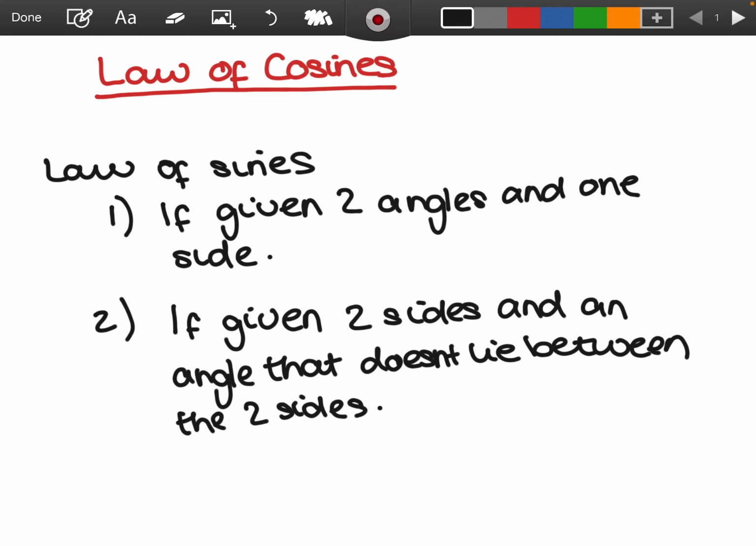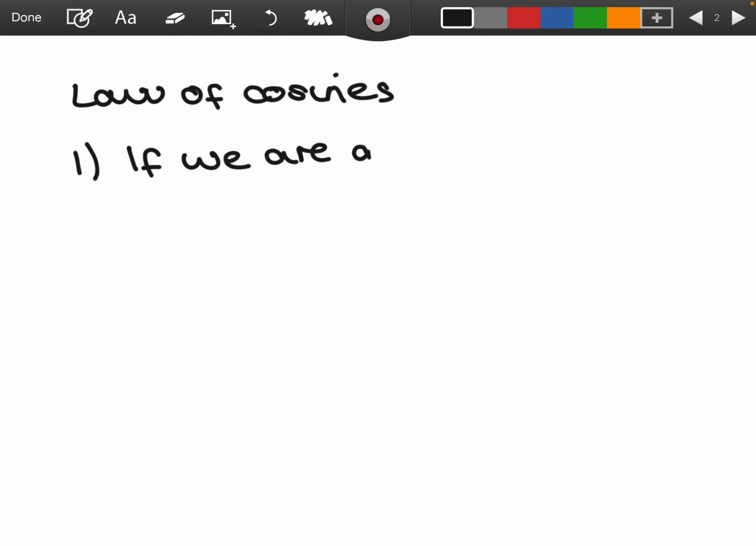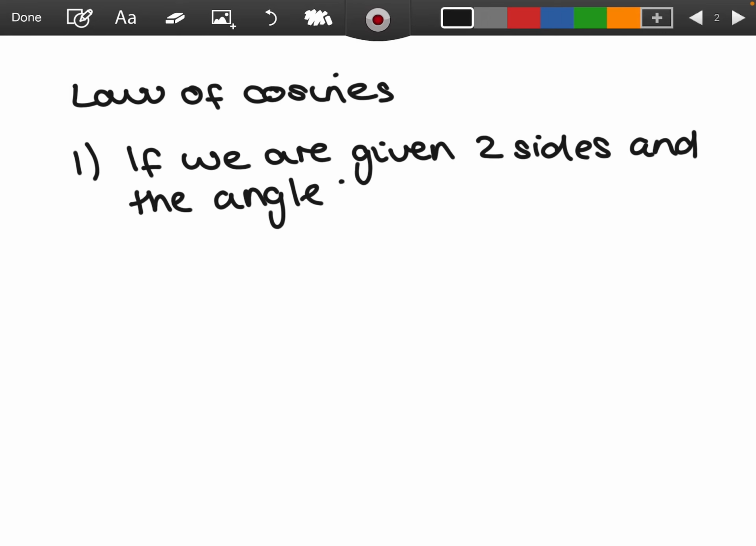There are a couple other triangles that we can instead solve using the law of cosines. So the two different types that we are going to be able to solve using the law of cosines are first the one where we've got two sides and the angle is between the two sides of the triangle. So it's very similar to that second case for the law of sines, but this time the angle does lie between the two given sides.